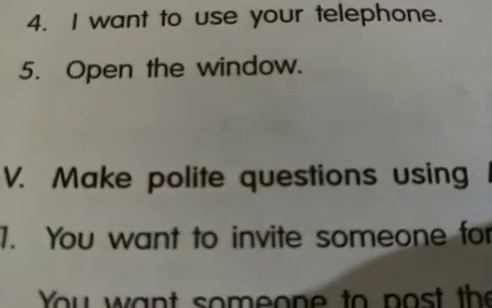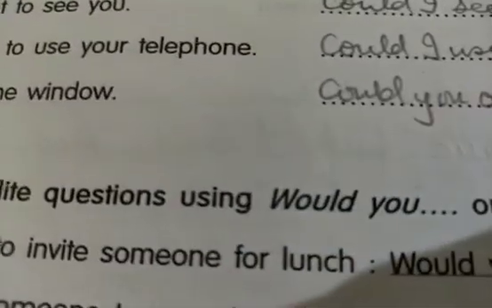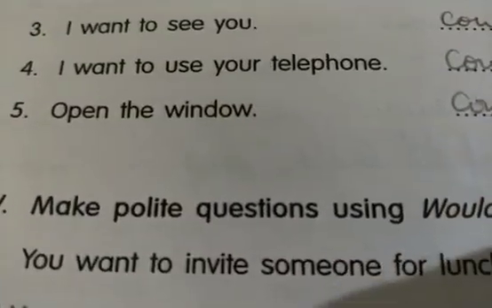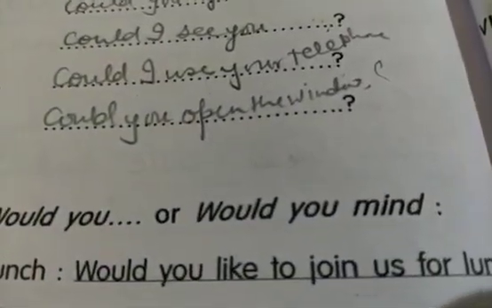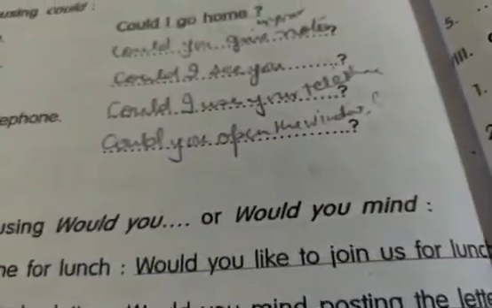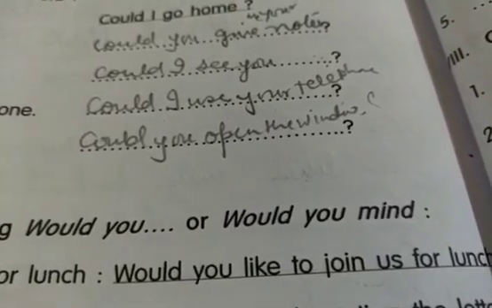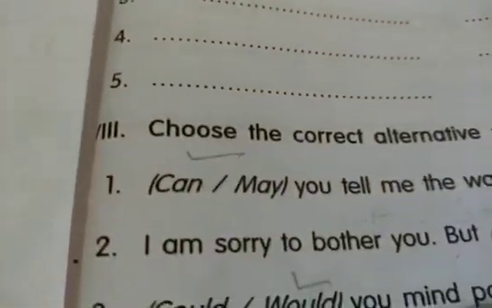Then make polite questions using would or would you mind. You want to invite someone to lunch: would you like to join us for lunch? If you want to post the letter, what will you write? Would you mind posting the letter? Like this you will do. Then question number 6 and 7 we won't do. We'll see question number 8.